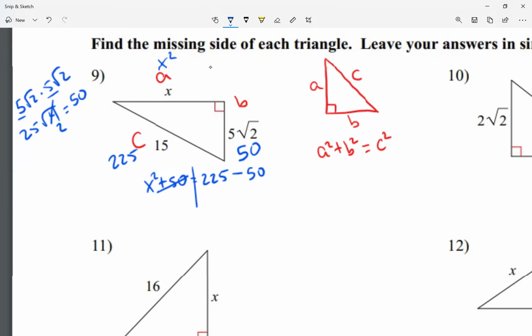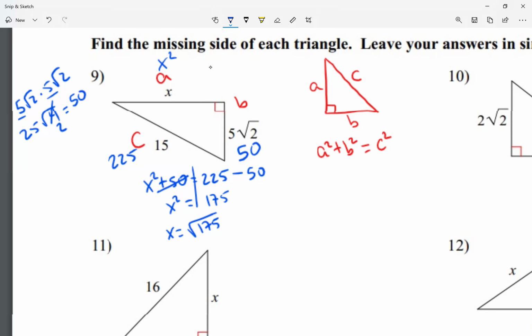So that gives me that x squared is equal to 175. Right? 225 minus 50 is 175. I asked you to solve for x, not x squared. So how am I going to undo the square? Well, with the square root. I'm going to say x is the square root of 175 and then simplify if possible. Nice, I know how to do this.